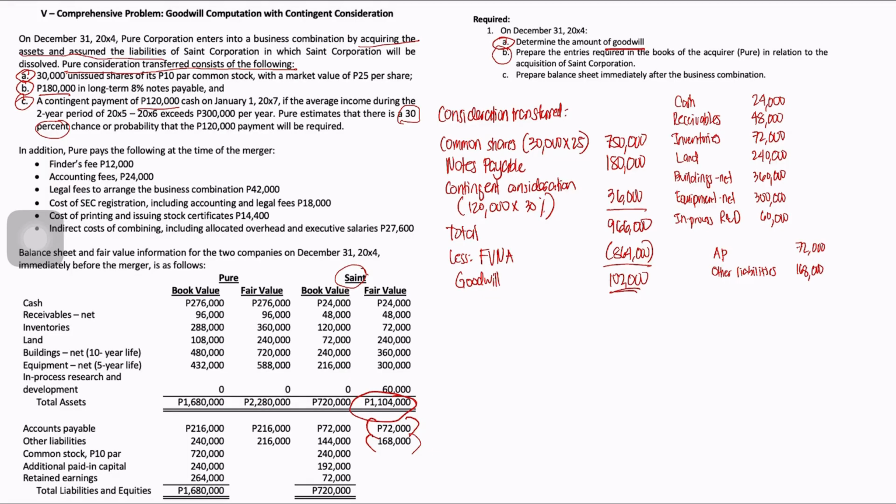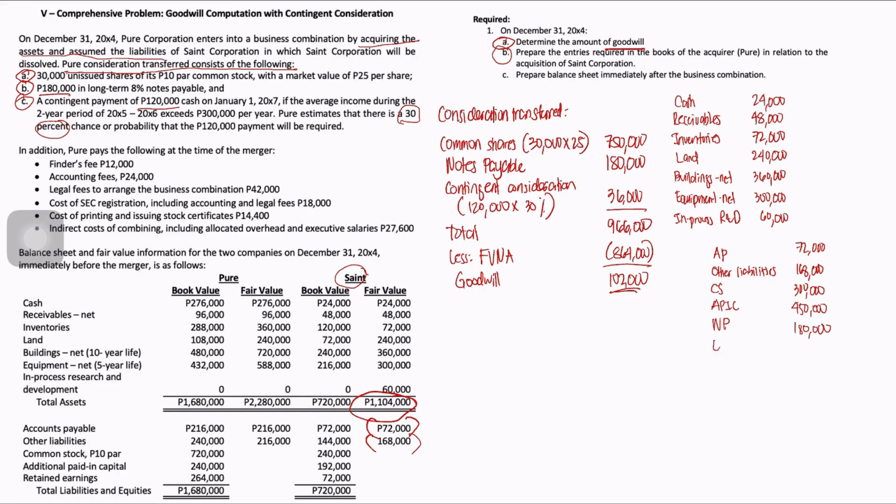Now to record the consideration transferred. For the common shares, we credit common stock for the par value of the shares. That's 30,000 times 10 pesos, 300,000. We credit APIC or additional paid-in capital for the excess of the market value over the par value. That's 25 pesos minus 10 pesos times 30,000. That's 450,000. We credit notes payable, 180,000.